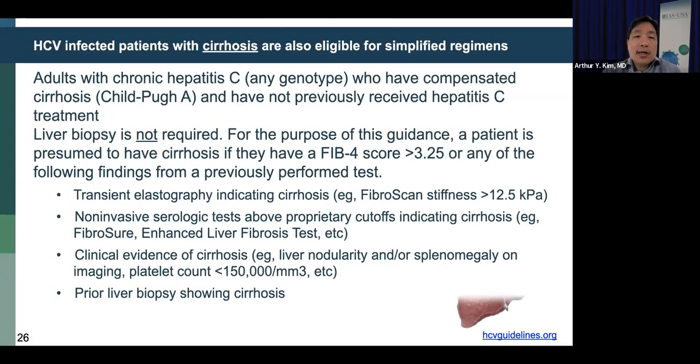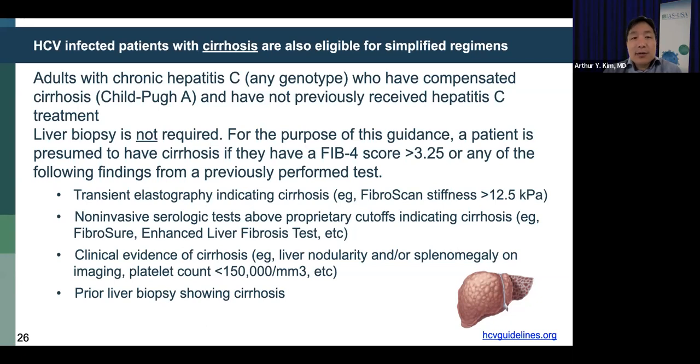Now there's cirrhosis. For those of you, this is now the answer for the post-test question: there are simplified regimens available for those living with compensated cirrhosis. So how do you determine whether a patient is compensated? You can classify them with the Child-Pugh score. Basically, if they have things such as ascites or encephalopathy, they raise their Child-Pugh score. And then also those who are naive to therapy.